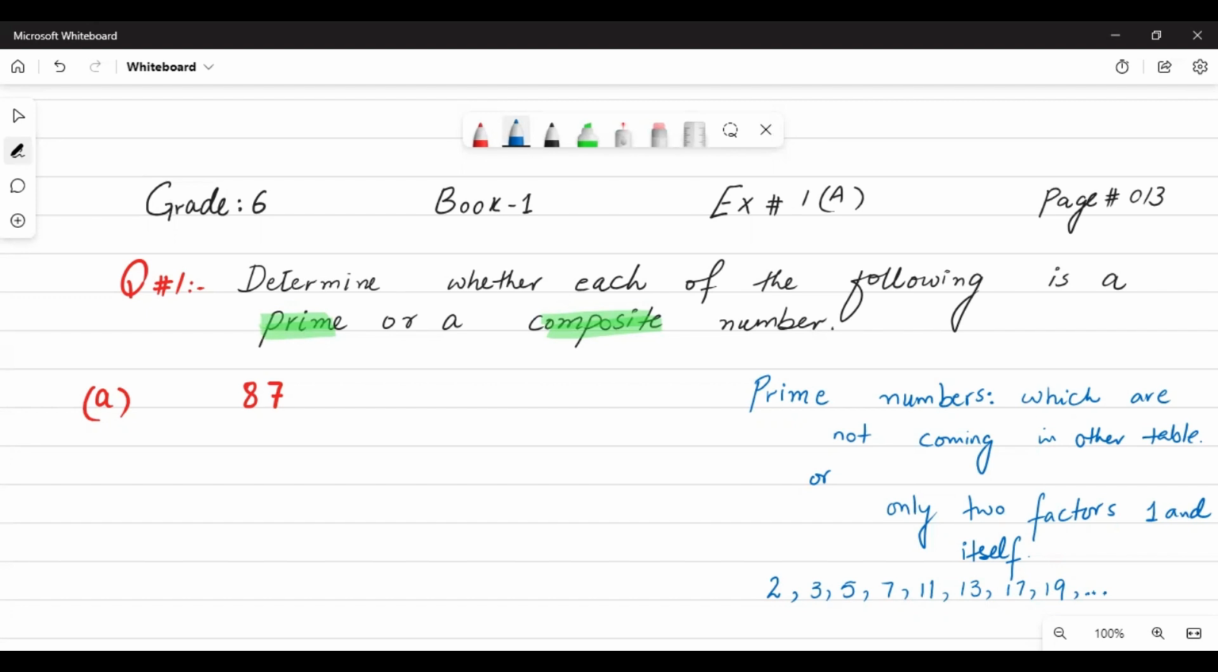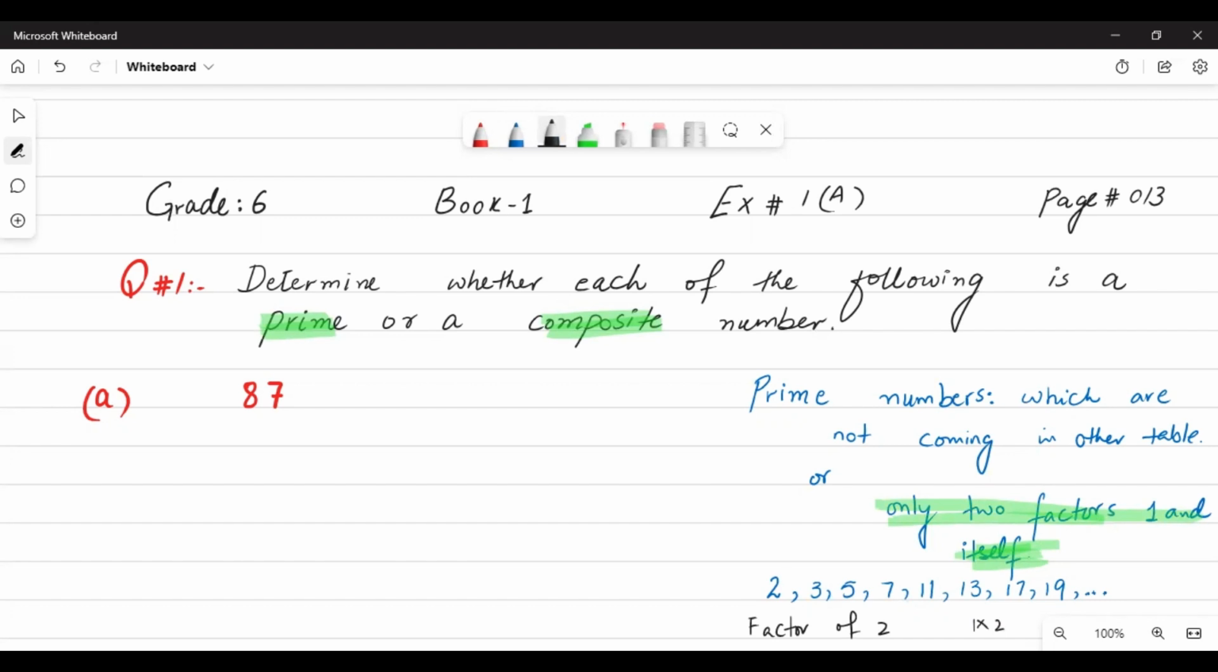So what are the prime numbers? The prime numbers are those numbers which have only two factors, 1 and itself. If I write the factors of 2, what will be the factors of 2? The factors of 2 can be only 1, 2 twos are 2. So 1 and 2, only these two factors are there.